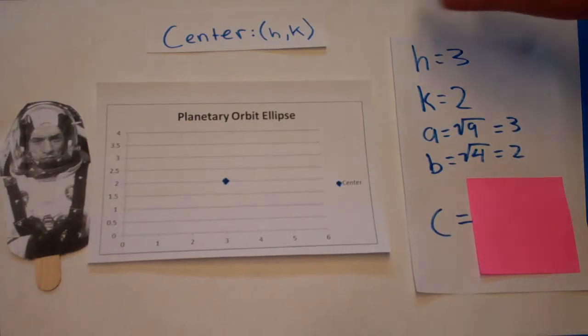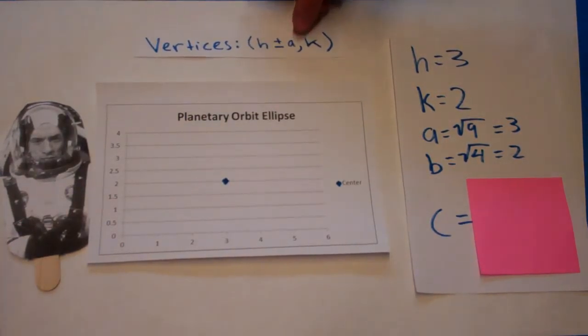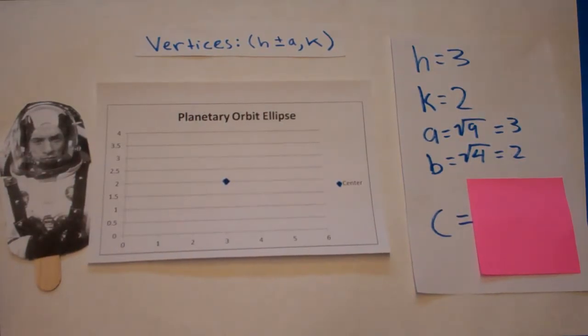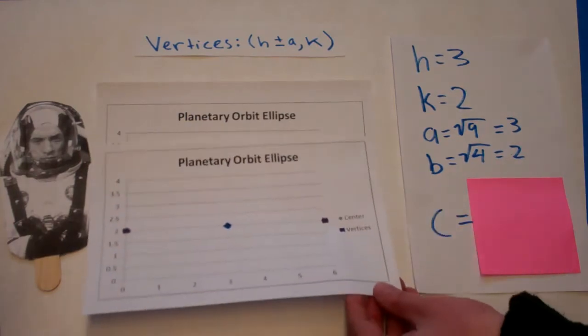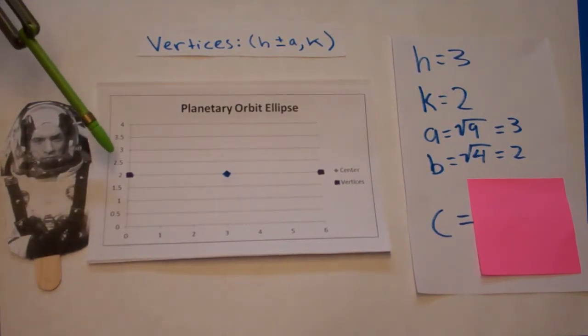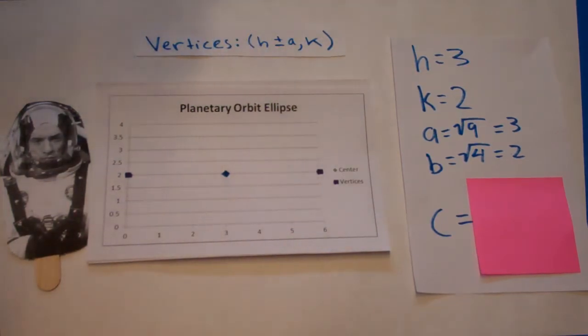Next, he found the vertices using the values for a and b. Since a is greater than b, the major axis is horizontal. With a horizontal ellipse, the vertices are (h plus or minus a, k). He substituted the alien values into the equation and found that the vertices were (0, 2) and (6, 2). Tom Hanks added these vertices to the graph.